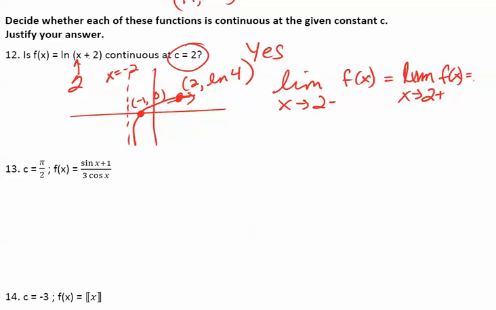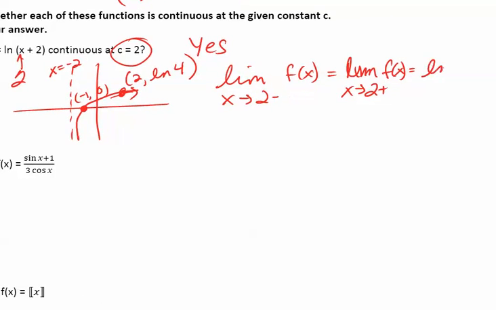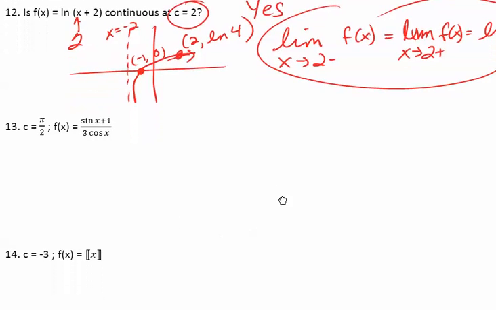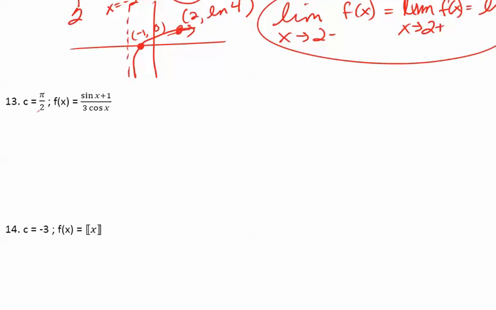And we know what that limit is equal to. It is equal to the y-coordinate, the natural log of 4, when we put 2 into that function. So this would be your argument that yes, it is continuous. How about at pi over 2?